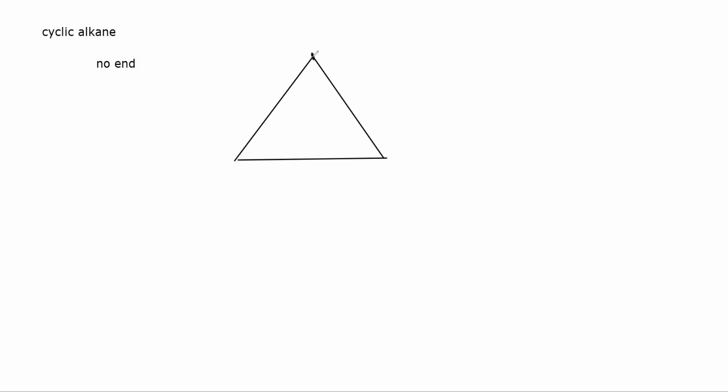How many carbon atoms are there? 1, 2, 3. So if 3 carbon atoms are there, we'll say prop and single bond ane. But how will we know it's cyclic? So we will just use the term cyclo. So it is cyclopropane. Is it clear?